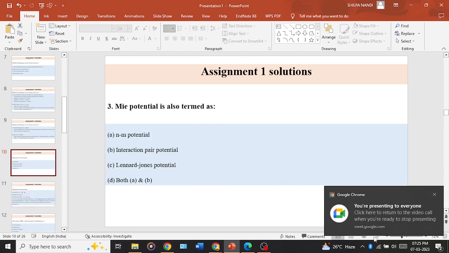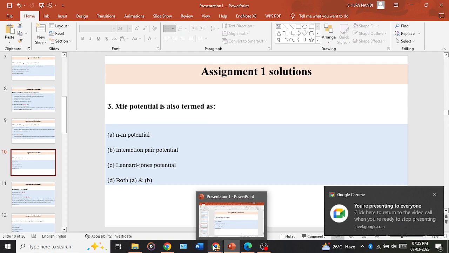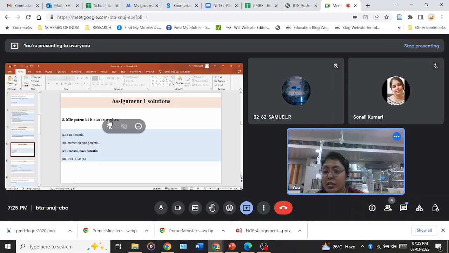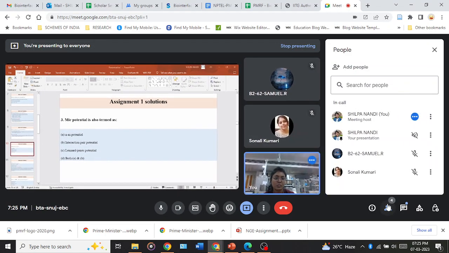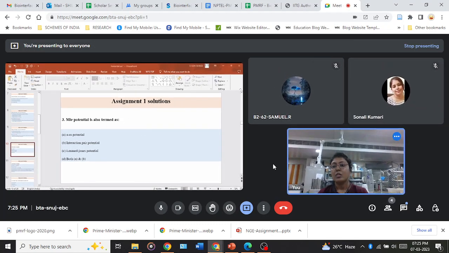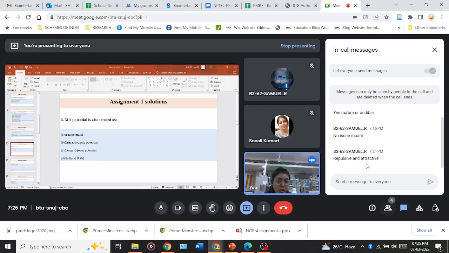Just let me ask you one thing. You can see the slides changing, right? Or is it stuck at one point? I hope the slides are changing when I'm speaking and it's not stuck. Any questions? Okay, you gave the answer for repulsive and attractive. Fine. Actually, I didn't get the message, so I'll look into the chat box as well.